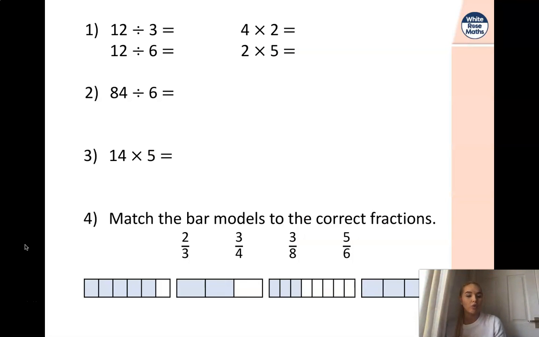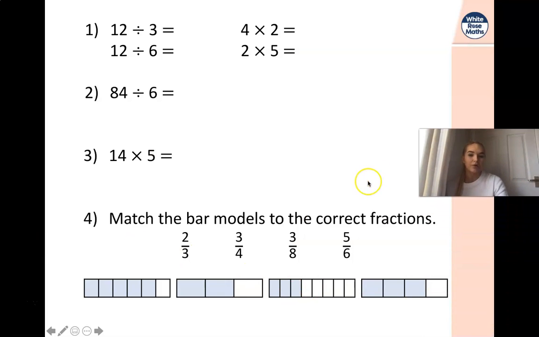Let's have a look at some warm-up questions to help you with your learning today. So again, can you pause the video, have a go at working through these on your worksheet, please. Pause the video now, have a go. Okay, how did you do? 12 divided by 3 is 4. 4 multiplied by 2 is 8. 12 divided by 6 is 2. And 2 multiplied by 5 is 10.